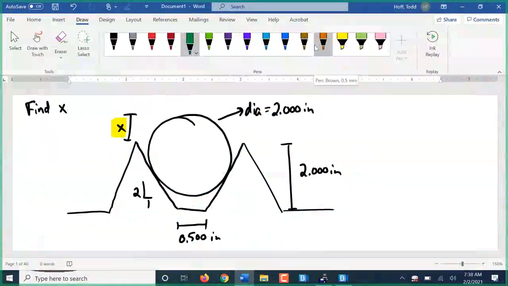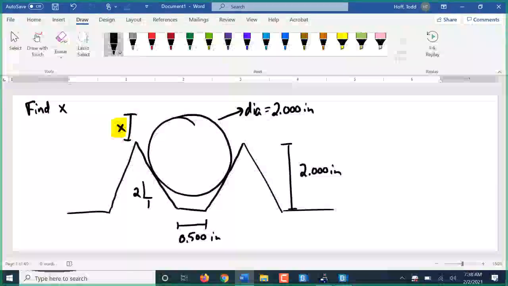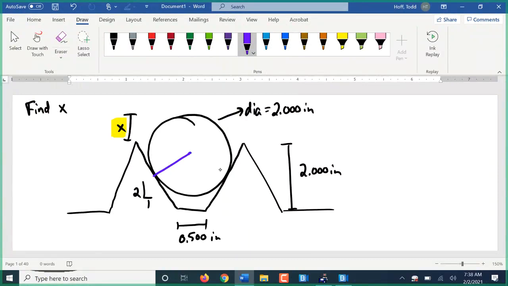Definitely not an easy problem. We'll start out putting in the radius for each of these. So we're going to draw this in. Of course, that's 1 inch, half of the 2-inch diameter.